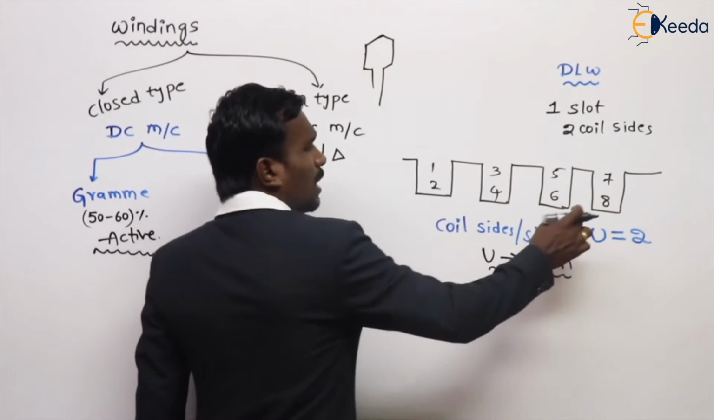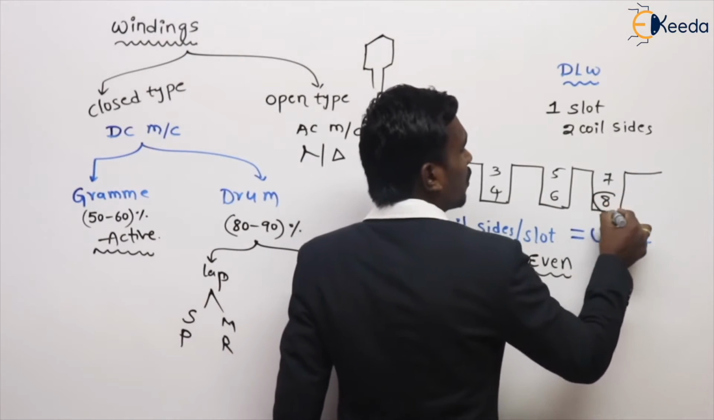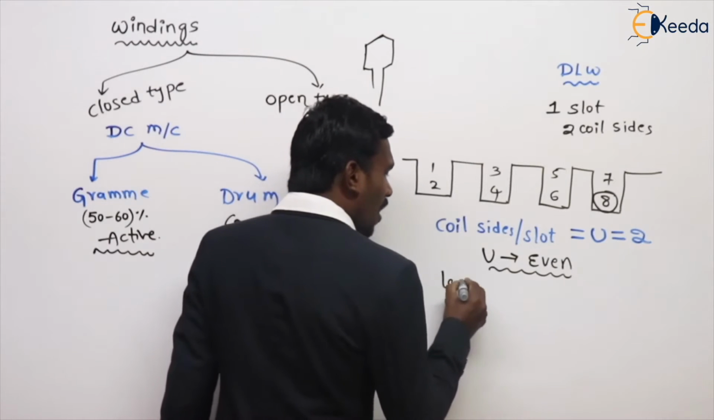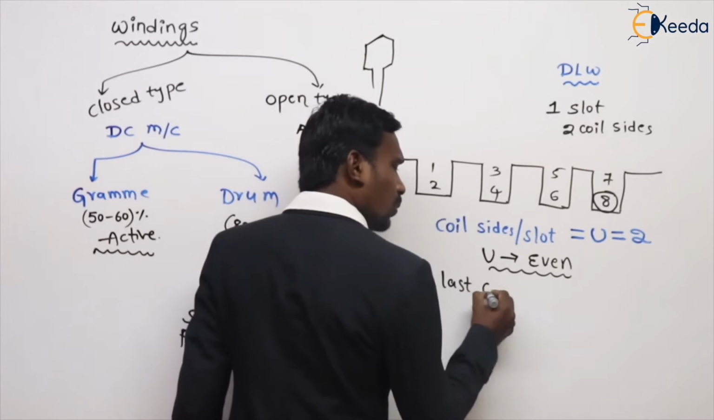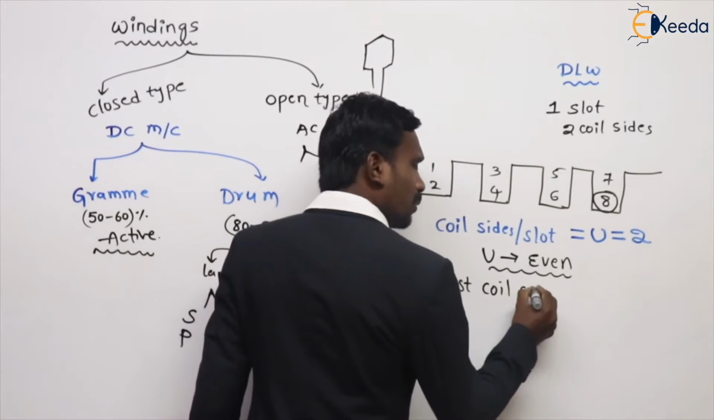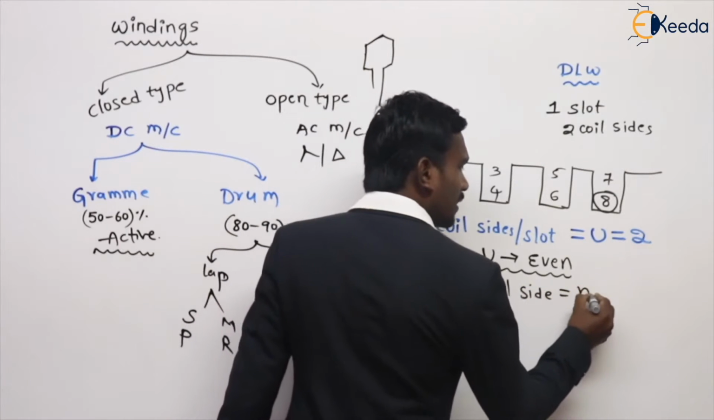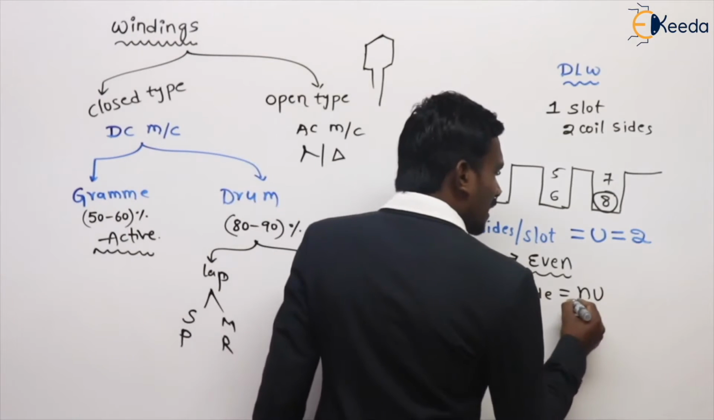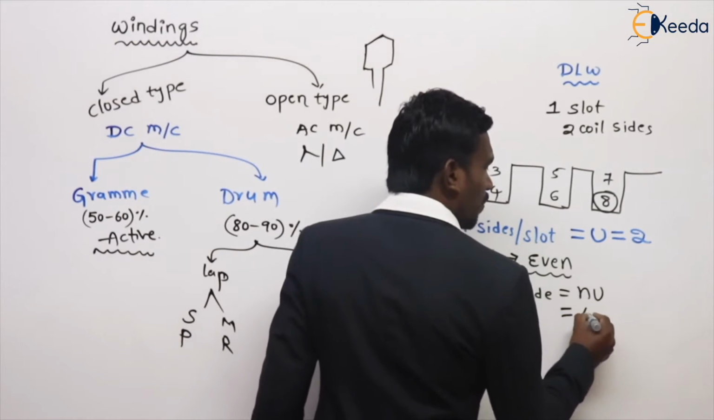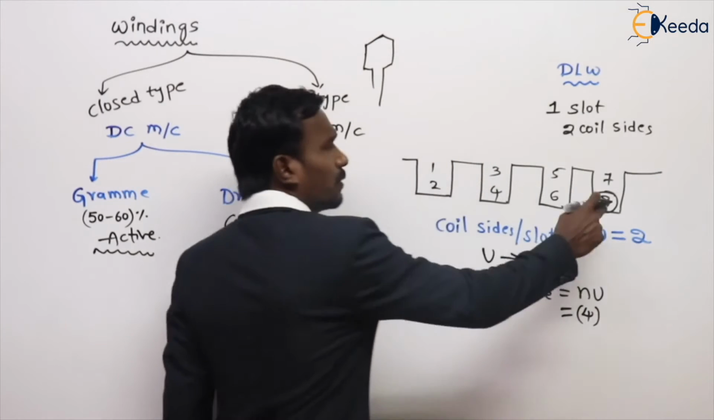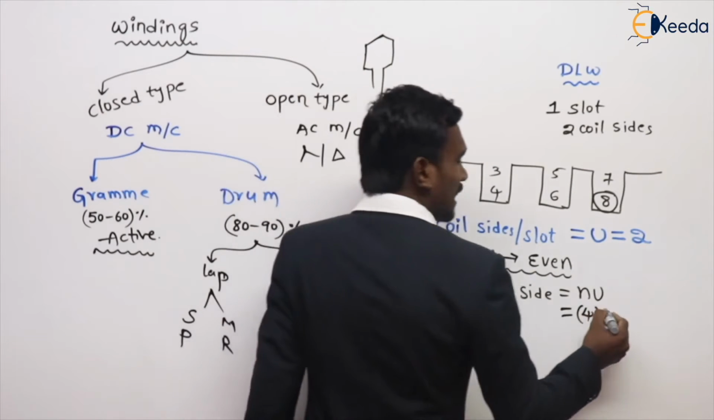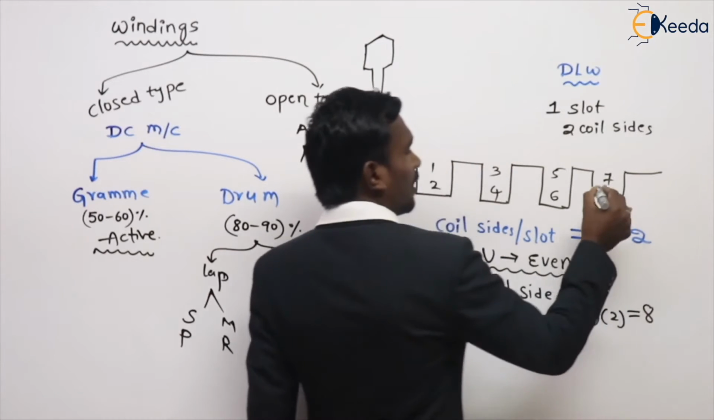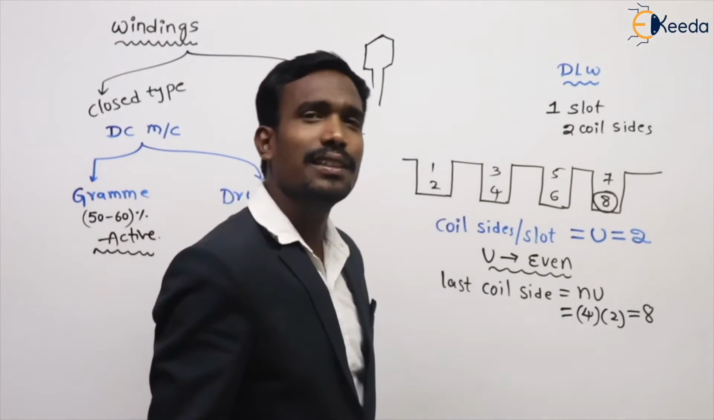Next one, let's see what is the last coil side. The last coil side is equal to, tell me what is the formula? N into U. What is N? The number of slots. My slots are 4. What is U? Coil sides per slot. 4 twos are 8. The last coil side is 8.